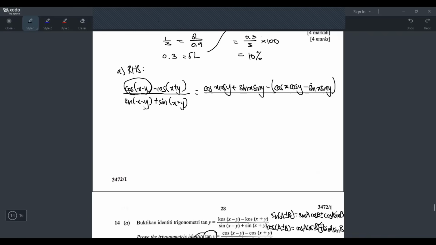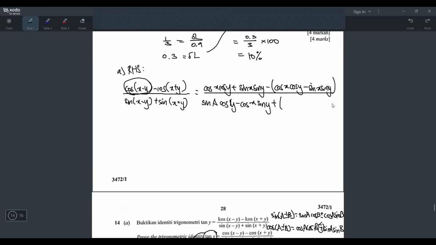Okay, what about this one? Sine x minus y. This one you will use the sine A plus minus B formula. So the formula is sine A cos B, so sine A cos y, because the A is x and then the B is y. And then they say plus minus. Plus minus means you will follow whatever symbol they write here. So this is minus, right? So we follow. And then cos A sine B, so cos x because A is your x, and then sine y, because your B is y in this one. And then don't forget to plus, all right, plus with sine x plus y, all right?